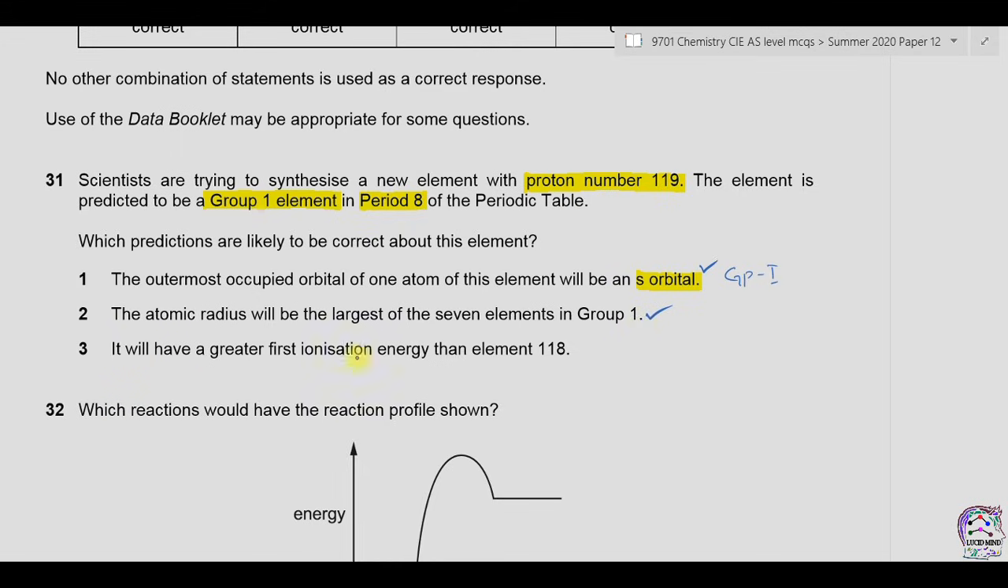3 says it will have greater first ionization energy than element 118. Now element 118 means one proton less, so therefore it will belong to group 8. Group 8 belongs to noble gases, and we know that the noble gases have complete outermost shell. The ionization energy of element 118 would be higher as compared to group 1 element, because element having atomic number 119 has one more shell as compared to element 118. Therefore this option is not correct, so the only two options are 1 and 2, and therefore answer is B.